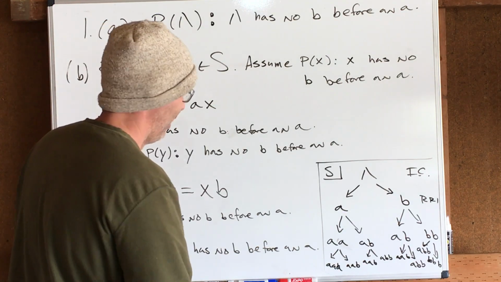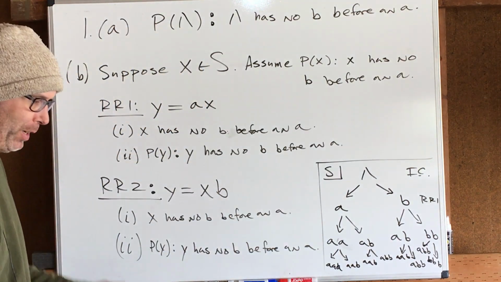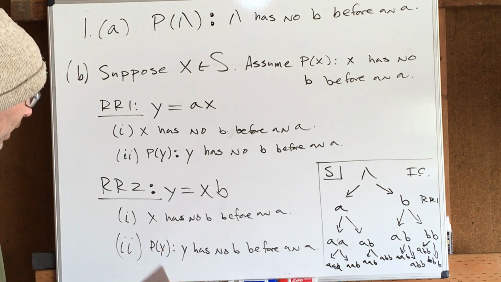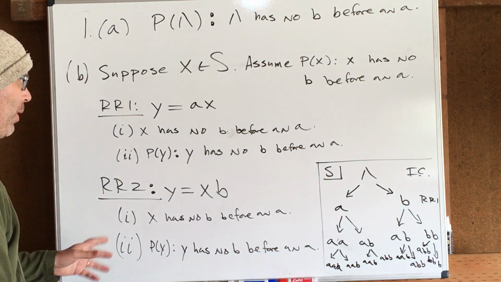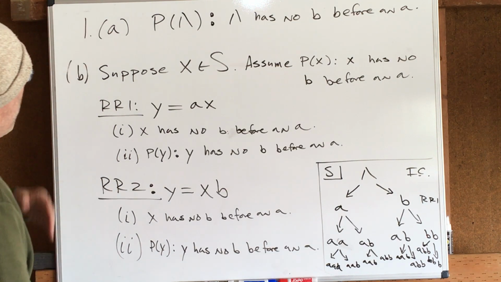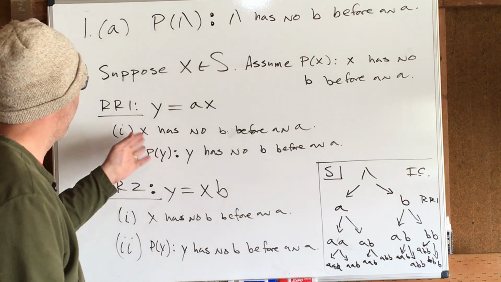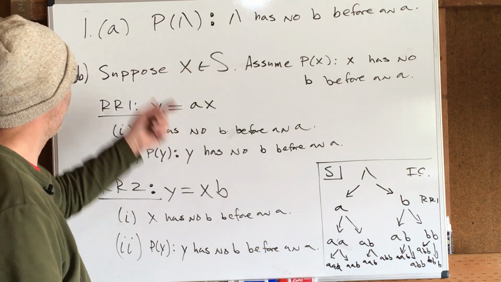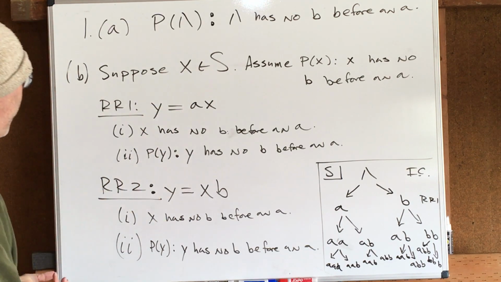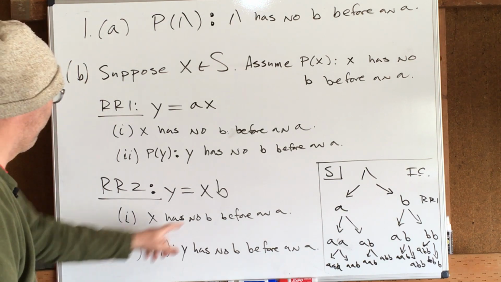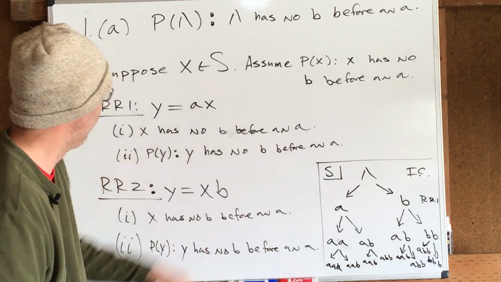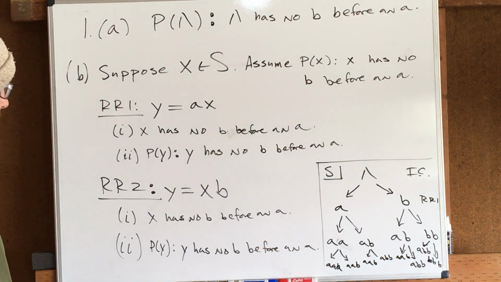Kind of a silly property to prove, but can't give you the hardest ones right out the gate. Now let's think about why this is true. Lambda definitely has no B before an A. If we assume that X has no B before an A, putting an A on the front of something that has no B before an A isn't going to change that. And the same idea with this: if there's no B's before A's in X, then putting a B on the end isn't going to change that. That's the idea.